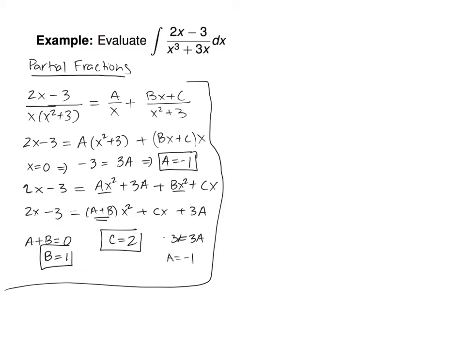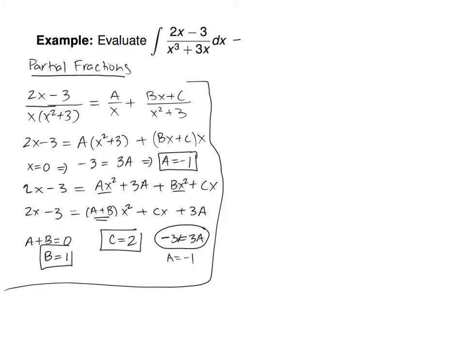I plug in 0 for x, and on the left side, 2 times 0 is 0. I get negative 3, right? On the right side, plugging in 0 for x kills off this term completely. And this is 0 squared plus 3, which is 3. And divide by 3. Okay. If you don't like it that way, you could have also gotten it right here. Does that make sense? And so you also would get negative 1. And since you know you have to do this step anyway, maybe it makes sense just to do it all this way.